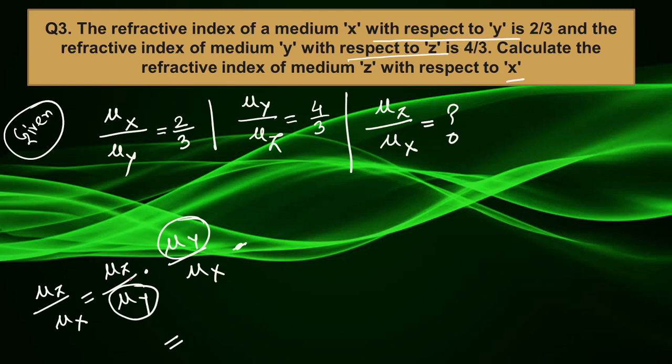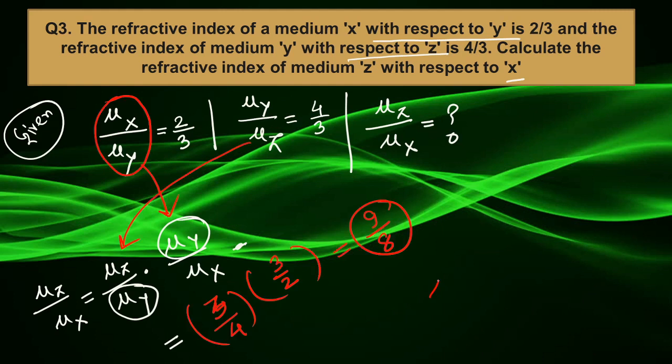We also know mu y by mu x is 4 by 3. We can use this concept here. Okay, so y by z it will be reversed, so it will be 3 by 4. So it will be multiplied, 9 by 8. So we can say the refractive index of Z with respect to medium X is 9 by 8. This is the answer.